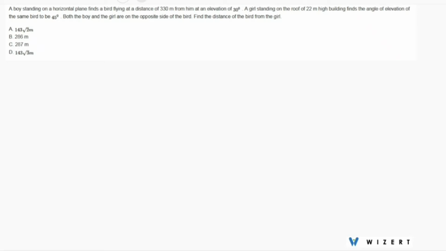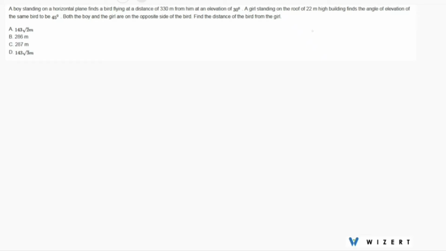We have this question here. A boy standing on a horizontal plane finds a bird flying at a distance of 330 meters from him at an elevation of 30 degrees. A girl standing on the roof of a 22-meter high building finds the angle of elevation of the same bird to be 45 degrees. Both the boy and the girl are on the opposite side of the bird. Find the distance of the bird from the girl.